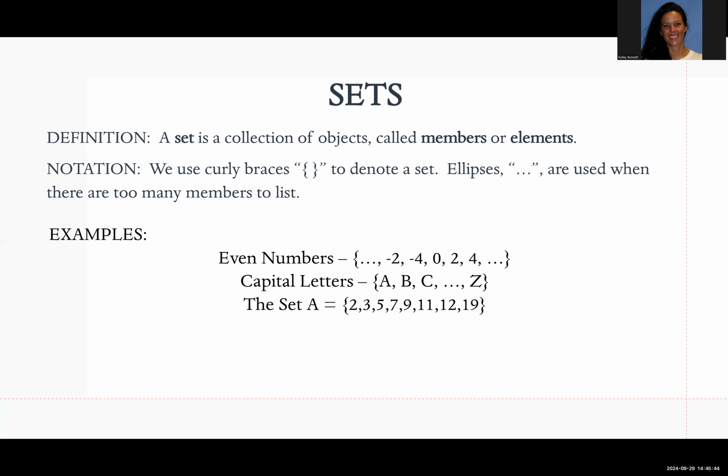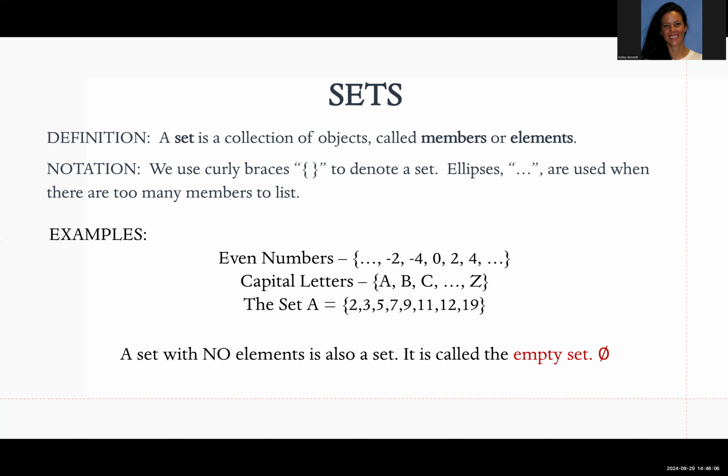In our third example, we have the set A. This is a random set that I made up. It's full of numbers. It's 2, 3, 5, 7, 9, 11, 12, 19. I didn't have to use ellipses here because it's not too long, it's not infinite, and I can write every element in the set.